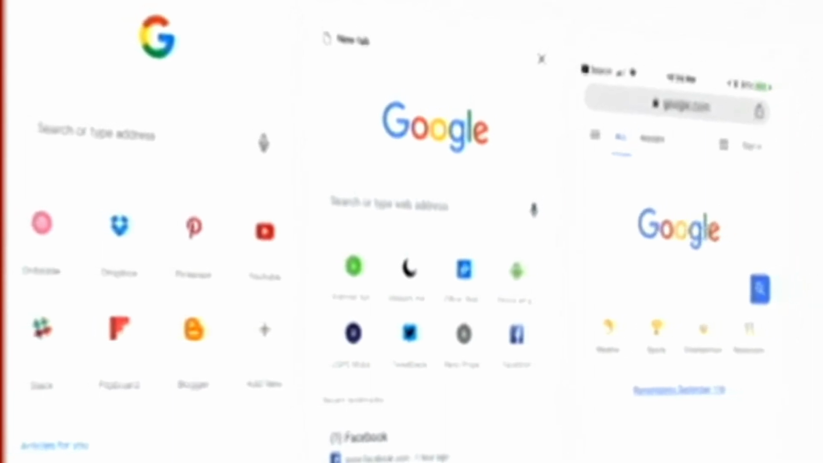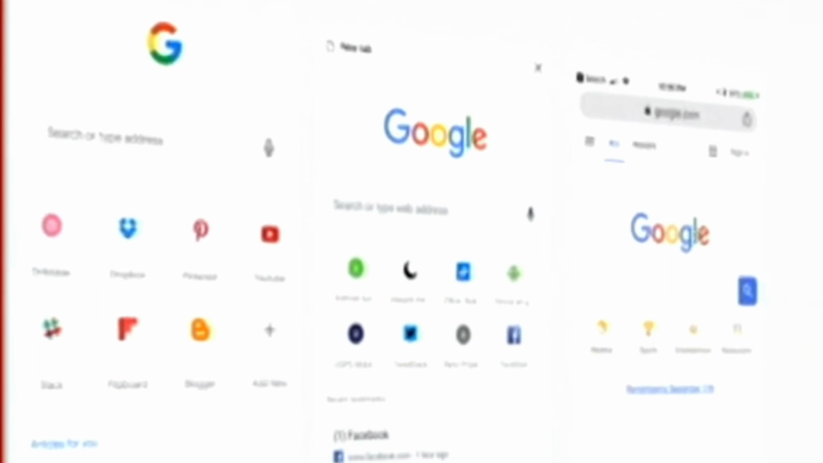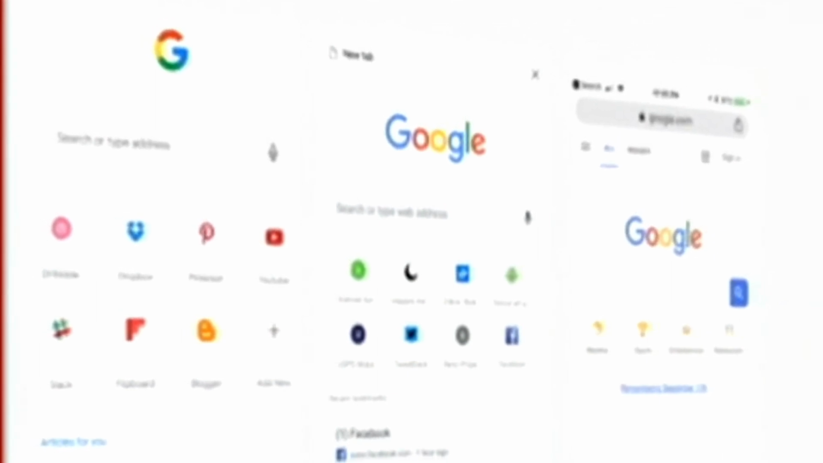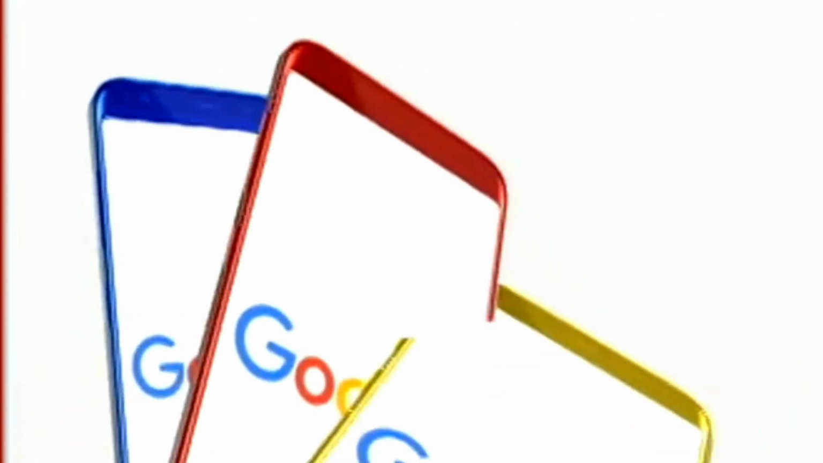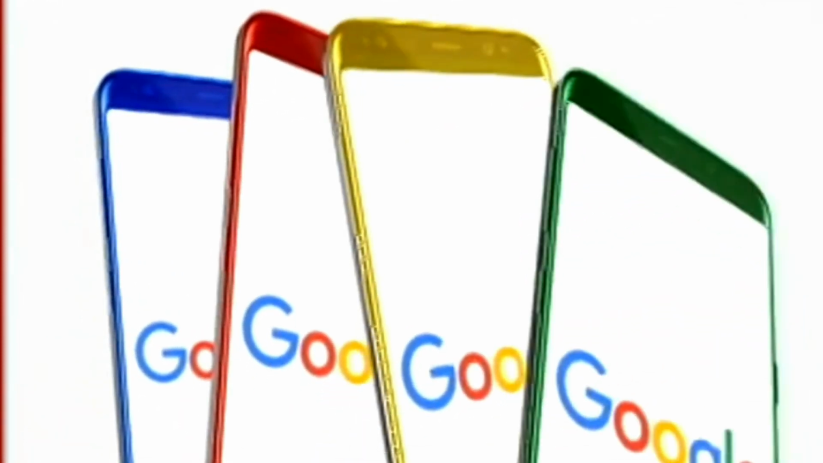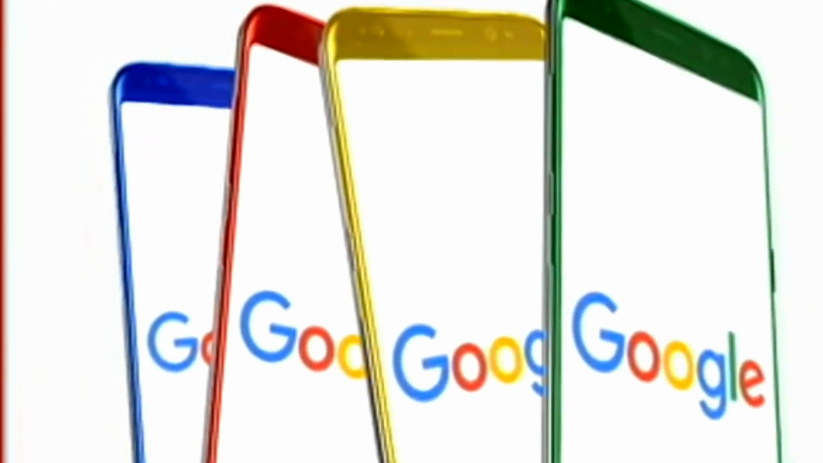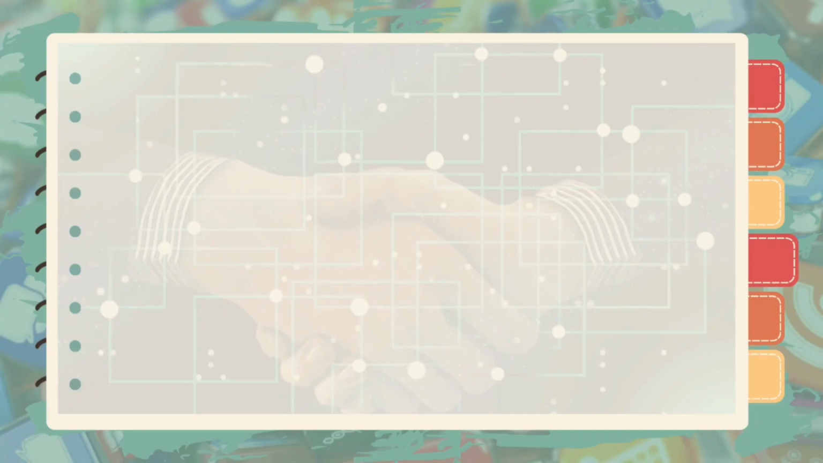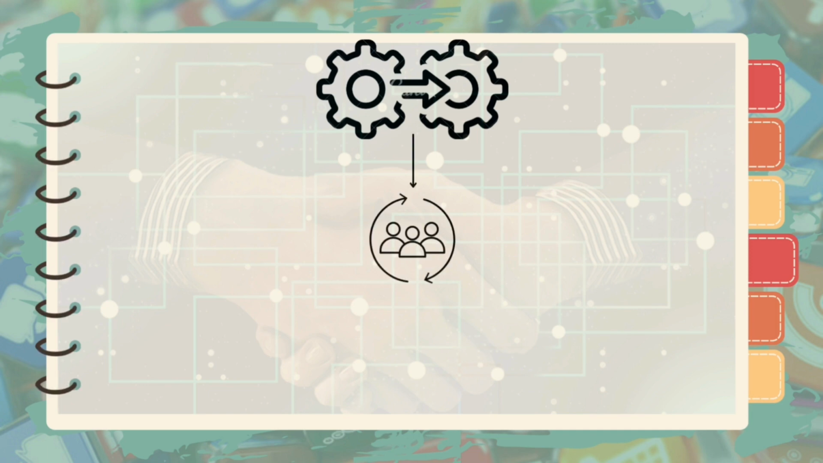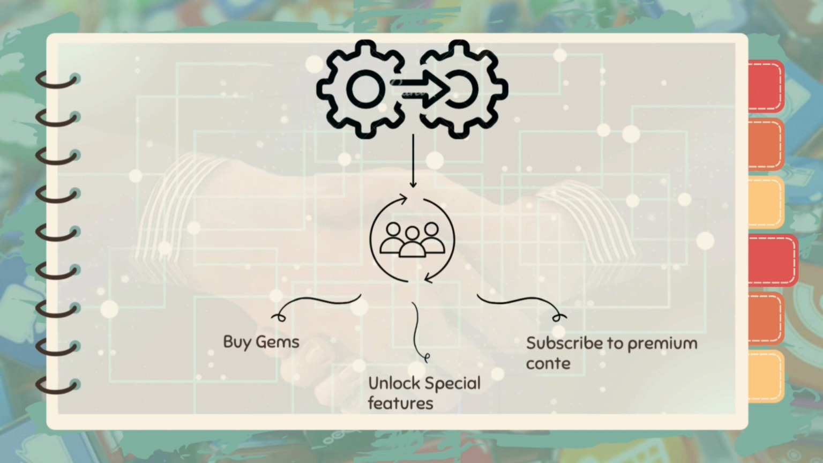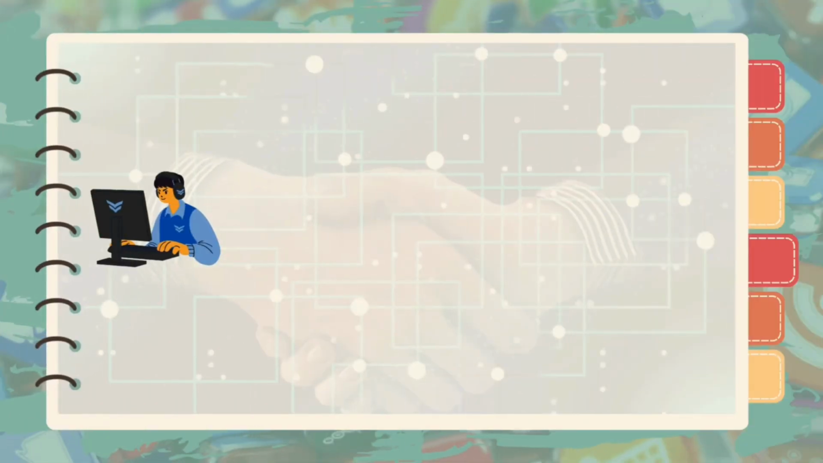Imagine you're a developer who has created a popular mobile game called Adventure Quest available on the Google Play Store. Here's how GPBS works in this context. As a developer, you integrate GPBS into Adventure Quest to enable in-app purchases and subscriptions directly within the game. This integration allows players to buy gems, unlock special features, or subscribe to premium content seamlessly without leaving the app.